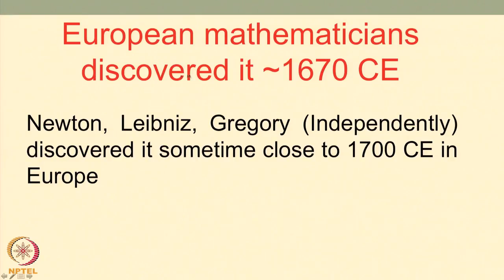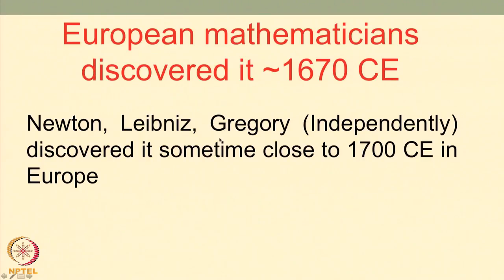We don't know whether anybody else knew this idea at that time, but certainly the manuscripts that we have now clearly show that this was known to them, and there was a detailed description of all this. Later, about 200 years later, close to 1700 CE, where CE means Common Era, which is the same as AD, European mathematicians discovered it around 1670.